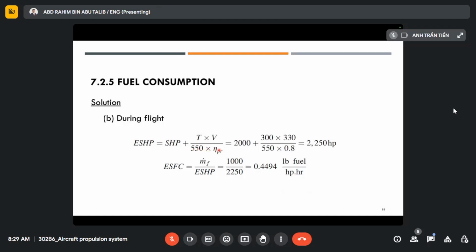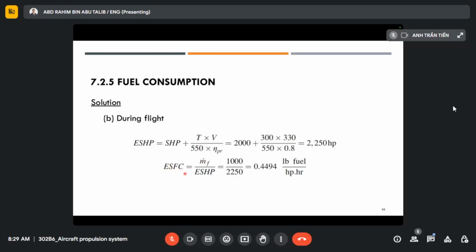Okay, so you can then put in the numbers given. We have already been given the shaft horsepower. You already know the thrust. You have the velocity. You have the propeller efficiency. Then you get the equivalent shaft horsepower to become 2,250 horsepower.